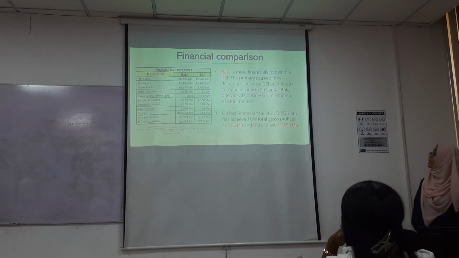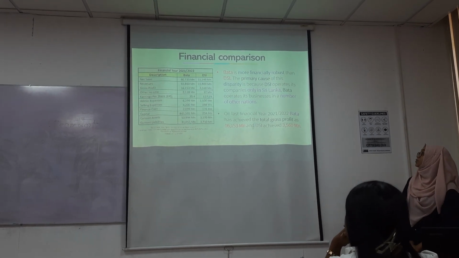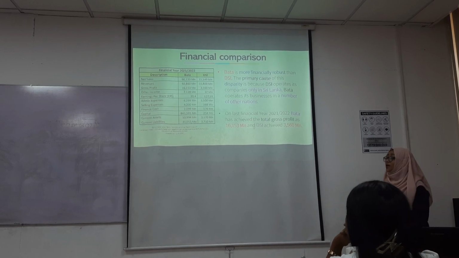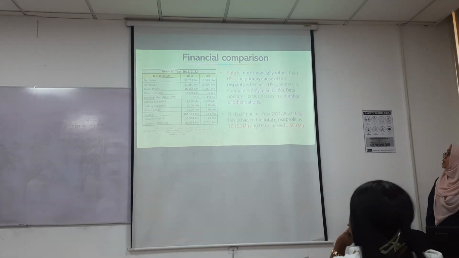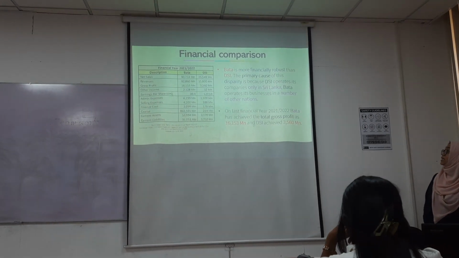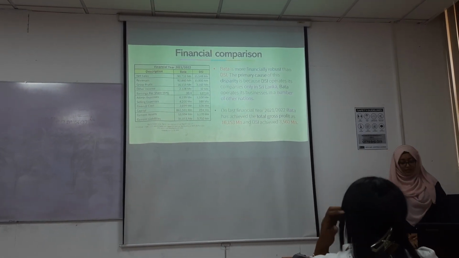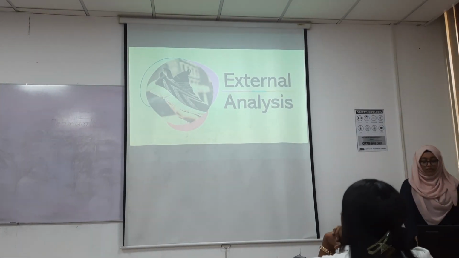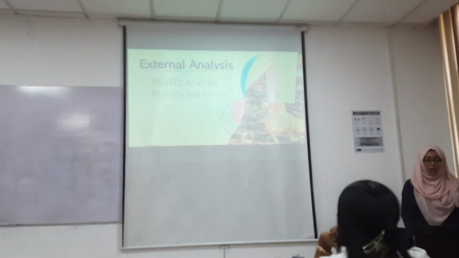And when we look into this financial statement, we can identify that the total gross profit of 16,153 million was earned by Bata, while DSI has achieved only 3,560 million. So then, let me take you to the external analysis, where I'm going to take you through Porter's 5 forces.